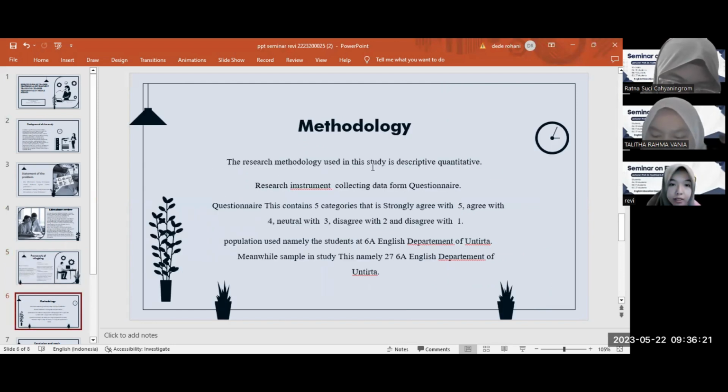And the next is methodology. The research methodology used in this study is descriptive quantitative. Research instrument: collecting data from a questionnaire. This questionnaire contains 5 categories: strongly agree with 5, agree with 4, neutral with 3, disagree with 2, and strongly disagree with 1. The population used, namely the students of 6A English Department of Untirta. Meanwhile, the sample in this study, namely 27 students of 6A English Department of Untirta.